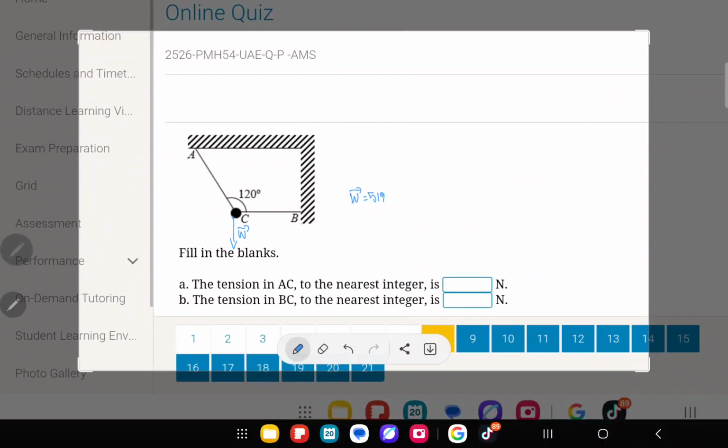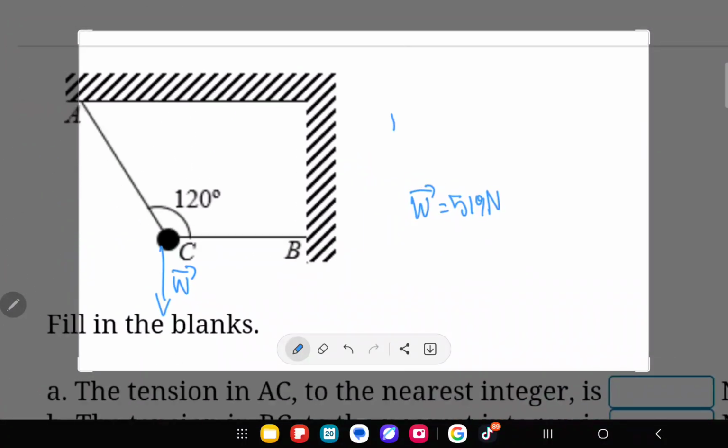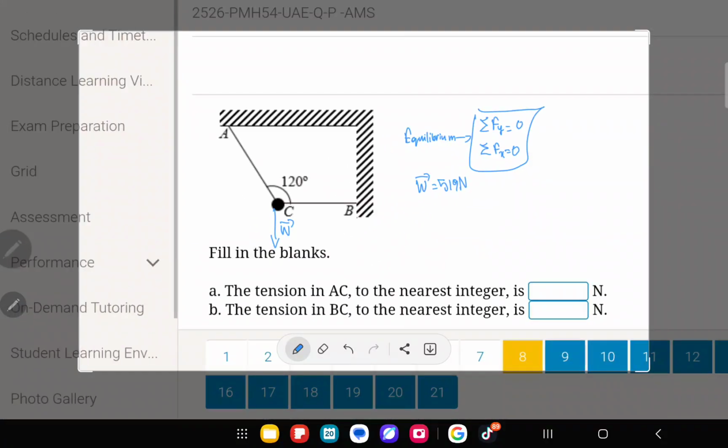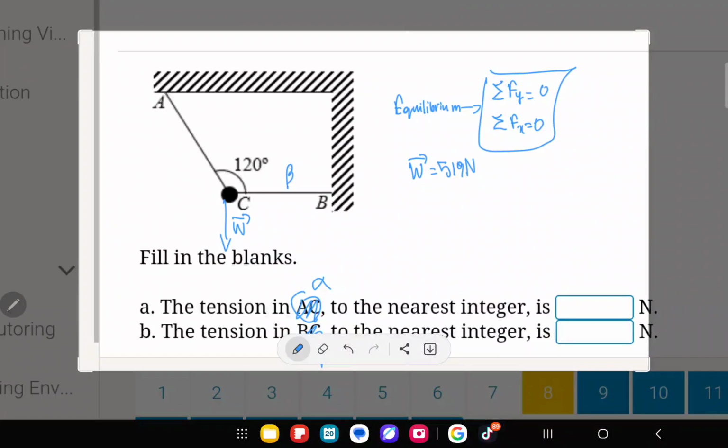If you didn't read the question, sorry, they also stated that it was in equilibrium. This thing is in equilibrium. When it's in equilibrium, we need to know two things, and we're just going to apply this again. All y forces must be equal to 0, all x forces must be equal to 0. So let's see. First we're going to follow the order of the questions. We'll start with finding AC. We'll denote this as alpha, and we'll denote BC as beta. So here we have beta and alpha. Okay, so we're going to find alpha first.